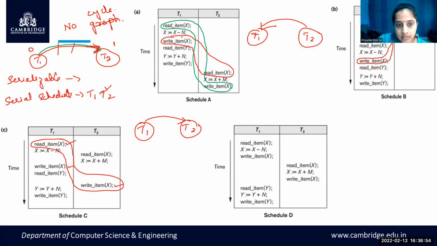Read item of X. Don't go in between all this, you will get confused. One after the other you go. Take read item of X followed by, say, write item of X here. It is a conflict, right? So that means T2 to T1 I have.